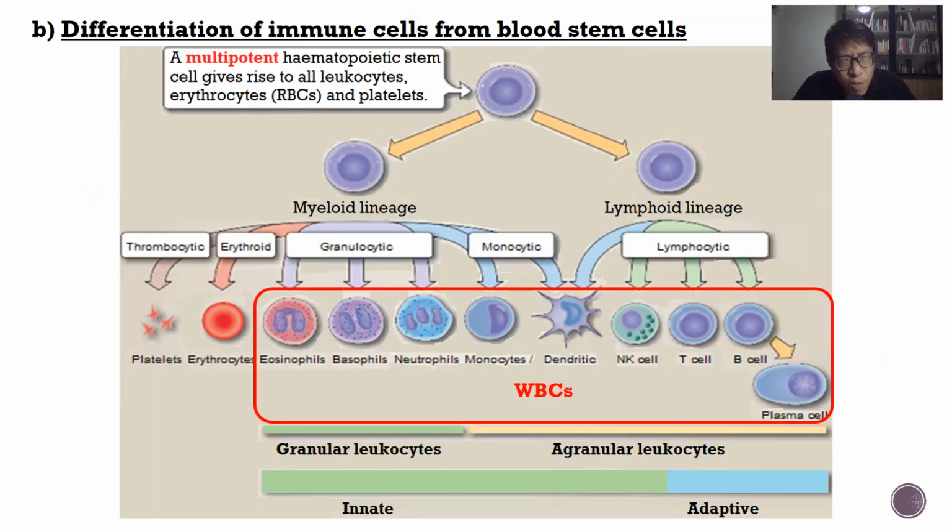Let's move on a bit to the differentiation of immune cells. This is something that you have learned before under stem cells. Immune cells are basically part of the cells in the blood. They're white blood cells. So they are derived from the blood stem cells. Again, I'm not going to spend too much time here. If you have forgotten all about stem cells and blood stem cells, then please go back to the stem cells lecture to revise lah.